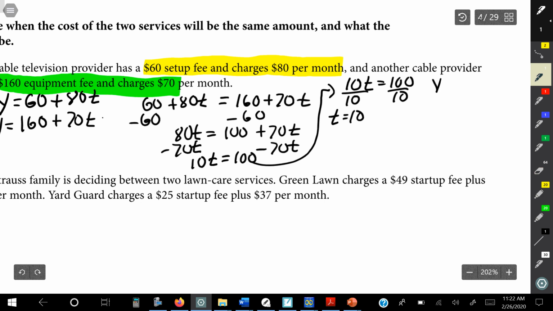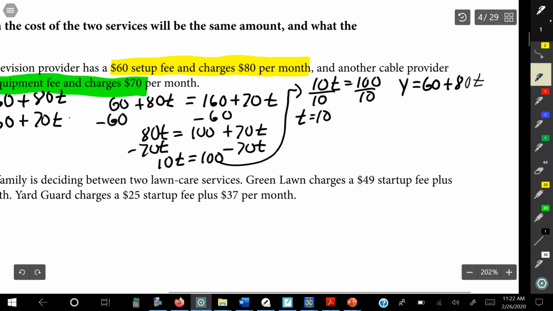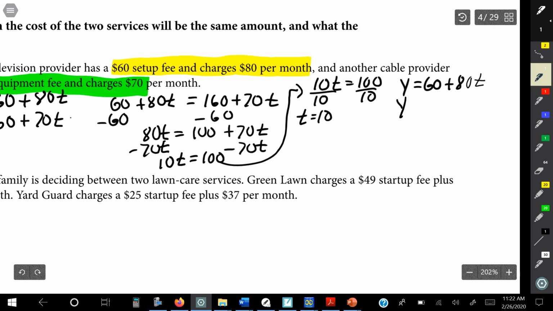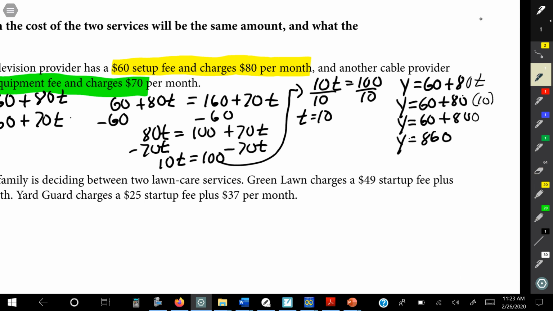I'm going to take the first one here, y is equal to 60 plus 80t, and get the total amount. So 60 plus 80 times t, which is 10, and y is equal to 60 plus 800, and y is equal to 860. So at 10 months, they'll both charge $860.